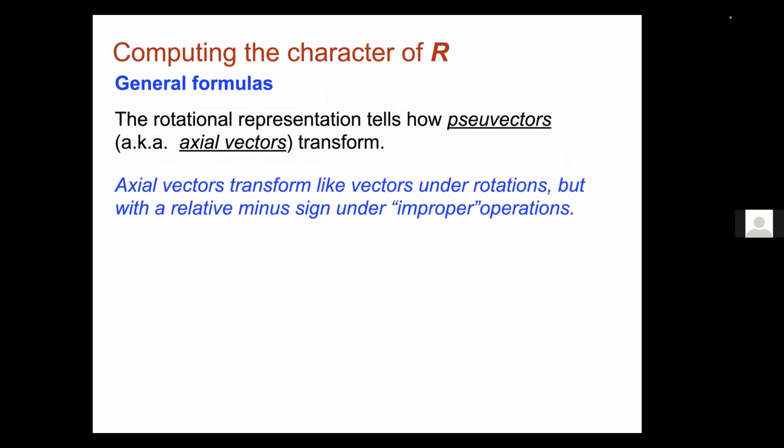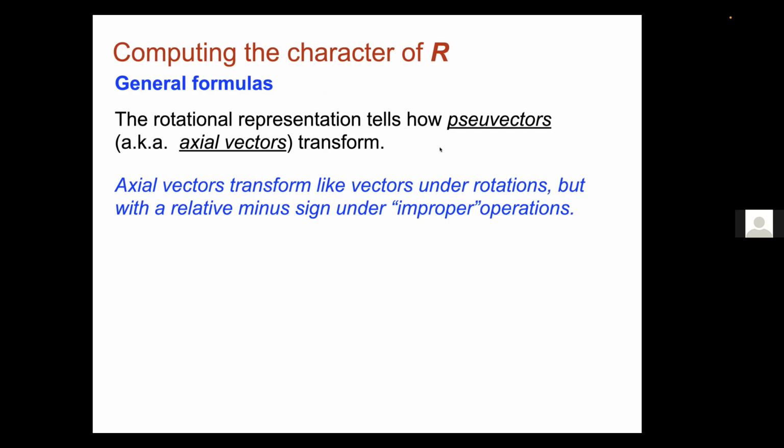Another representation, which is very important, is the rotational one. There is a typo here. This will be the pseudovector representation. I'll try to correct this. It tells you how axial vectors or pseudovectors transform. Pseudovectors are, for instance, magnetic field, angular momentum, magnetization, etc. Usually, axial vectors can be written as the vector product of two vectors. That's the reason they behave differently.